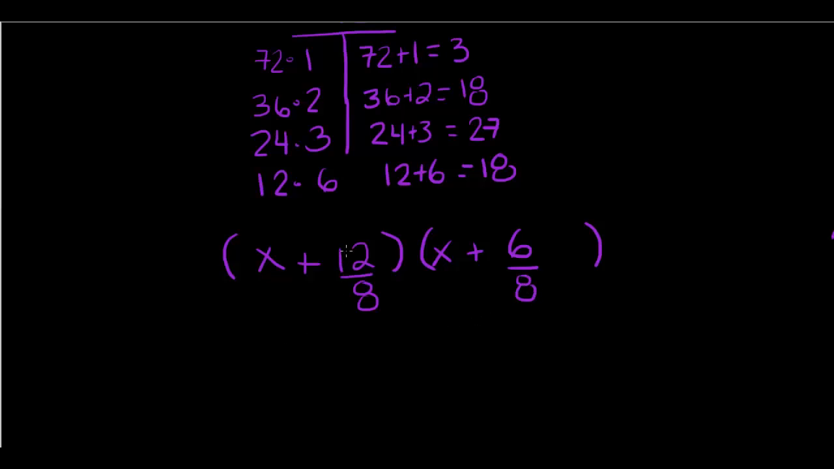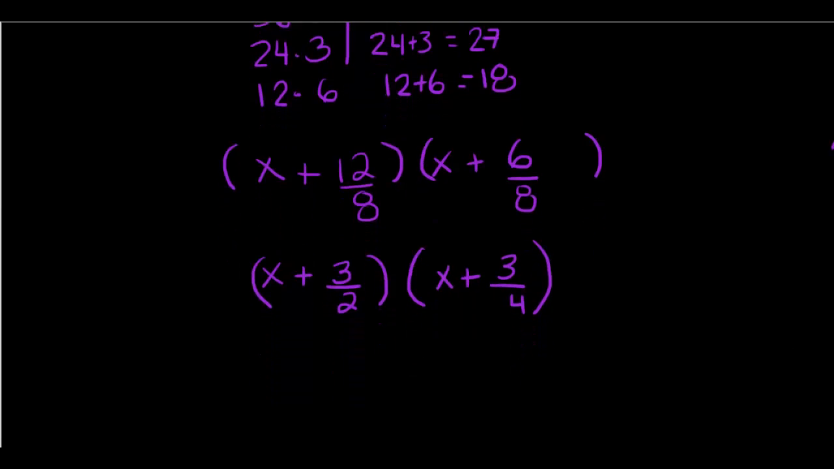The next thing is that we are going to simplify these fractions if possible. I happen to be able to simplify both of them, so that's what I'm going to do. So it's going to be x plus, both of them are divisible by 4, so 12 divided by 4 is 3, 8 divided by 4 is 2, and I can simplify 6 over 8. Both of them are even numbers, so 6 divided by 2 is 3, 8 divided by 2 is 4.